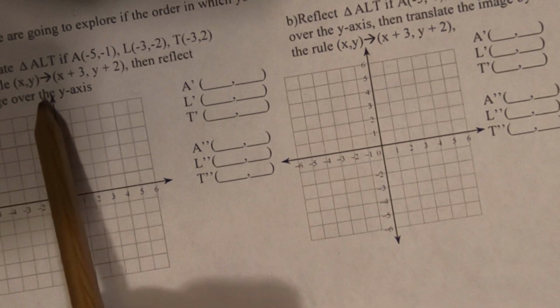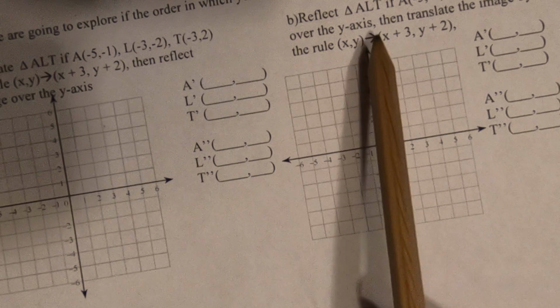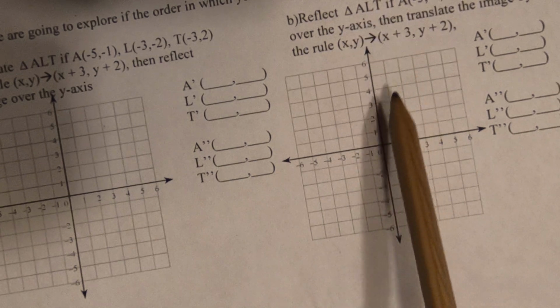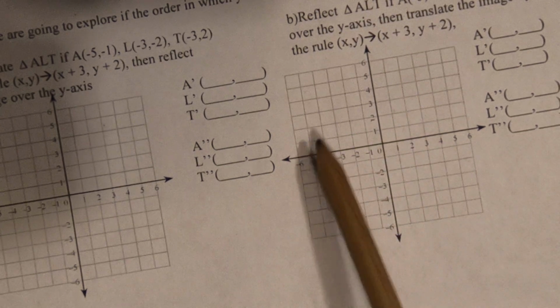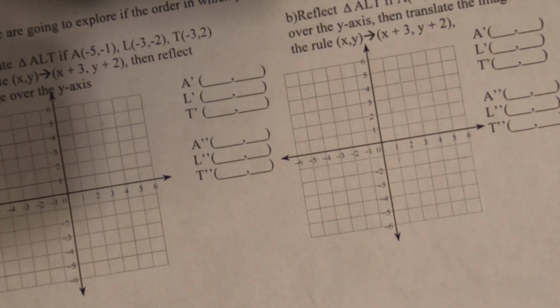This one, you're going to translate, then reflect the exact same shape as this one. You're also going to start with triangle ALT, then you're going to reflect, then translate. So we're going to look to see if the order matters on these. Go ahead and pause and try to do these both on your own, then check them.